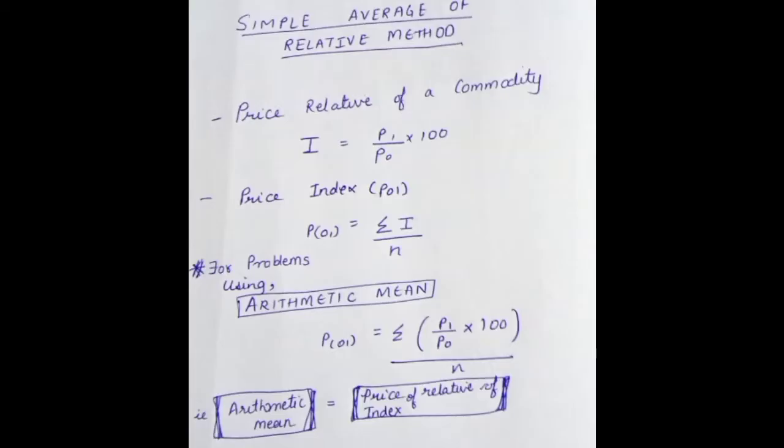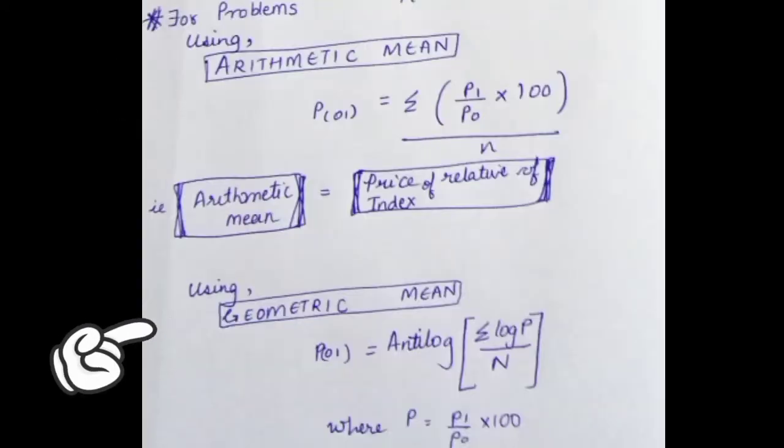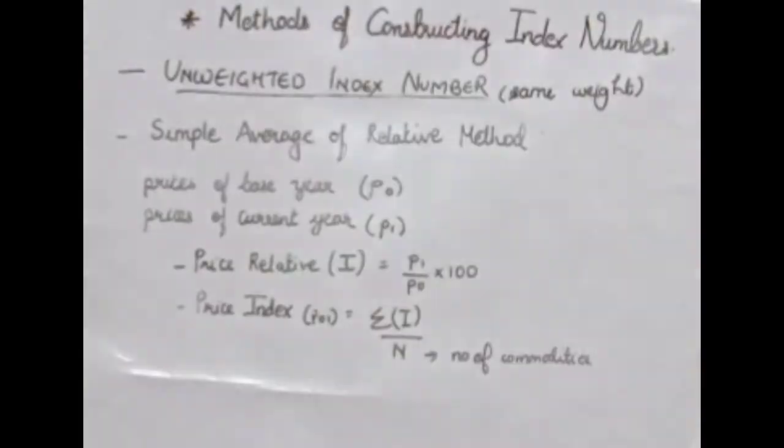So in case you get a question in which it is asking you to use arithmetic mean, you need to find the average relative. And if you get geometric mean, you should know the formula first. Let us see an example to understand it in more detail.